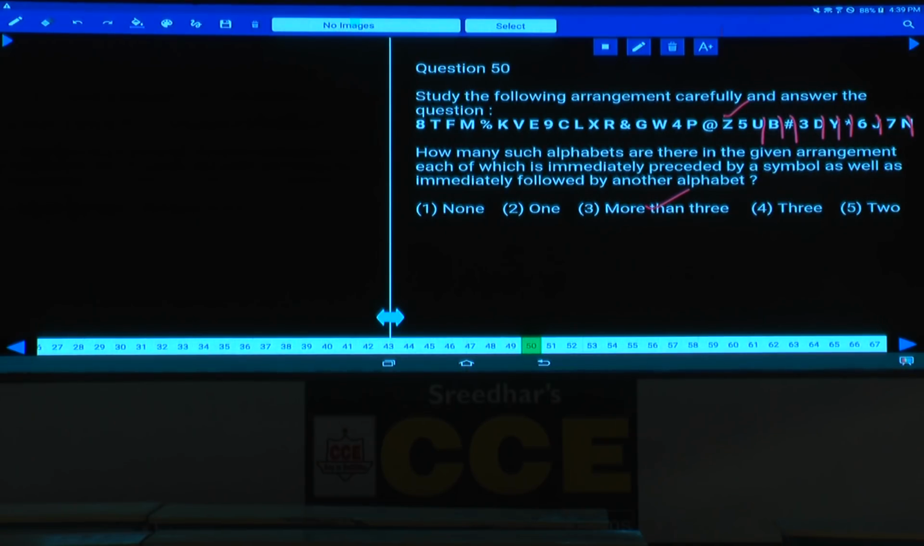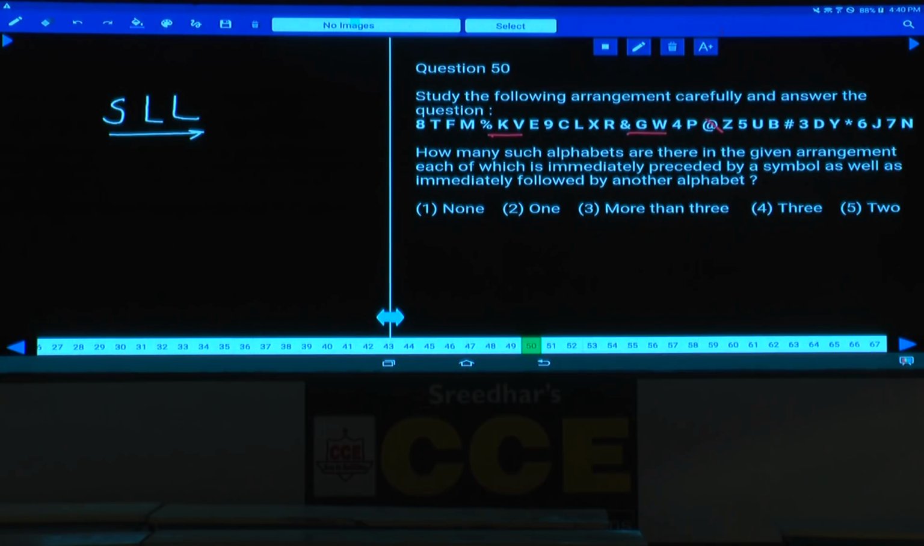Then in question number 50, how many such alphabets are there? The question is about a letter, each of which is immediately preceded by a symbol and followed by another letter. Hence what should be the sequence here? Symbol, letter and letter. Now this is a symbol, letter and letter. Next one, this is also a symbol, letter and letter.